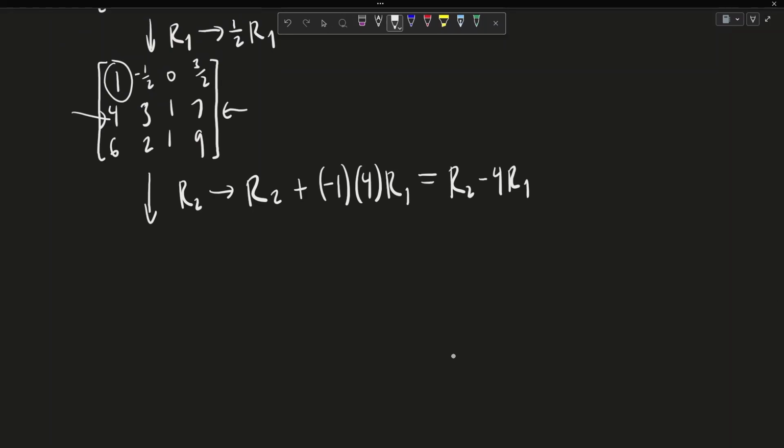What this looks like is row 1 remains unchanged. Then in row 2 we subtracted 4 here. We then have negative 4 times negative 1/2, which is positive 2, so we add 2 here to get 5. This remains unchanged. Then we have negative 4 times 3/2, which is negative 6. So we have 7 minus 6, which is 1. And then the bottom row remains unchanged.